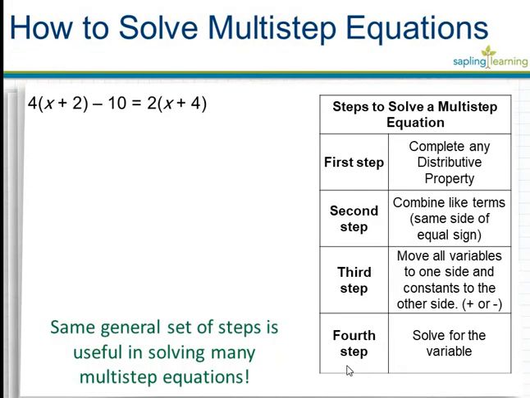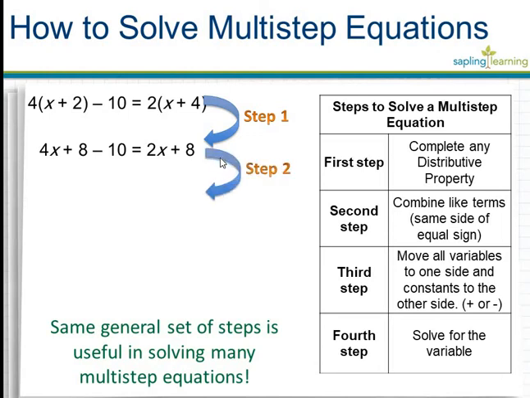Now, how to solve multi-step equations? Actually, we have steps. The first step, as you can see here, is to complete any distributive property. If you have a distributive property, you have to get rid of the parentheses. You remove the parentheses by multiplying the factor outside the parentheses with both terms inside it. So here, for example, it will be 4x plus 8 minus 10, and here it will be 2x plus 8. So this is the first step.